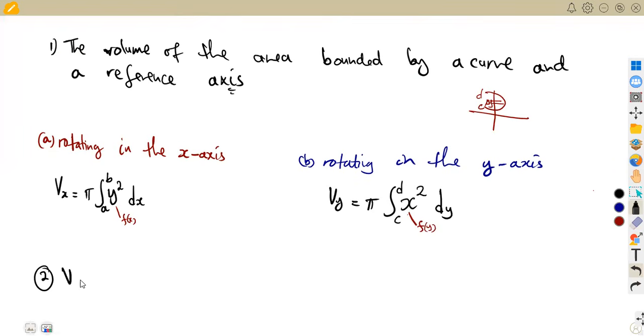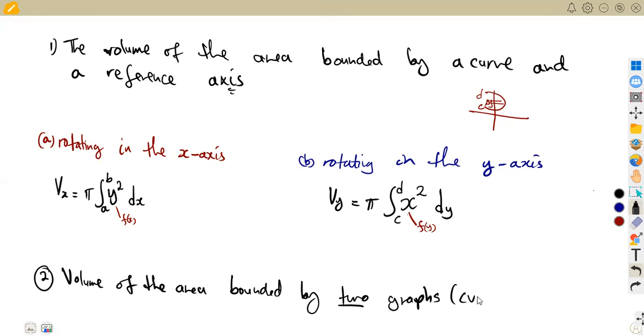So this time you're going to calculate the volume. You're going to have the volume of the area. Let us have as a subheading: the volume of the area bounded by two graphs. This is the most important part that we're going to have in this case. These graphs, or you can just call them the curves, are a function that you're given of any type. It can be algebraic, exponential, trig, whatever type of function you're given.